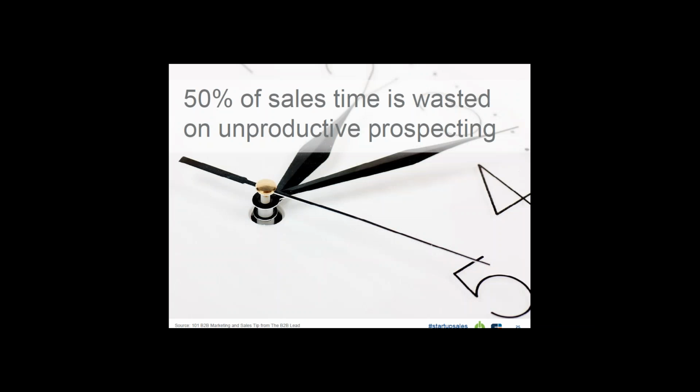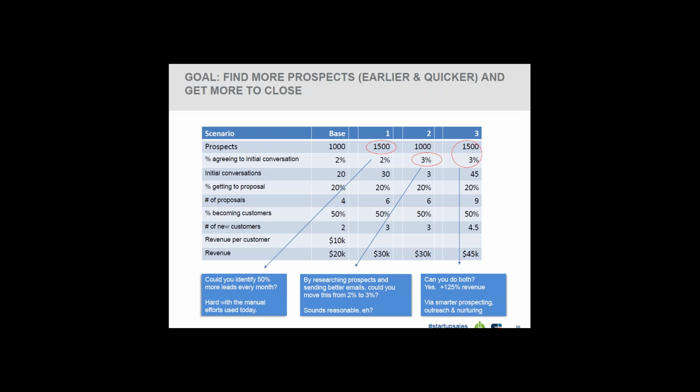There's a great study that said that 50% of sales time is wasted on unproductive prospecting, and what happened to us, I think, is symptomatic and emblematic of that. Most of the time spent on prospecting is not used efficiently, and a lot of time is wasted doing that inefficient prospecting. So what we want to do is find you more prospects earlier and quicker, and then get more to close.